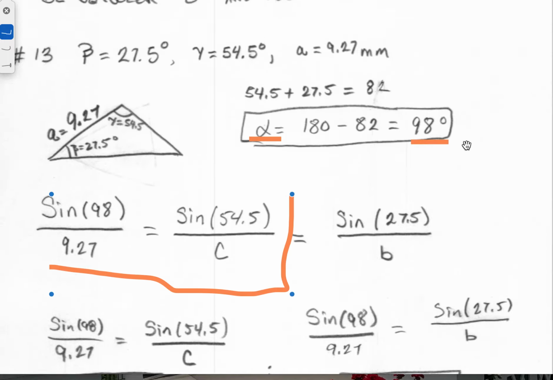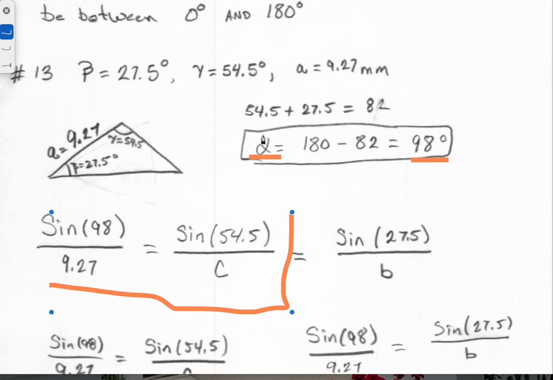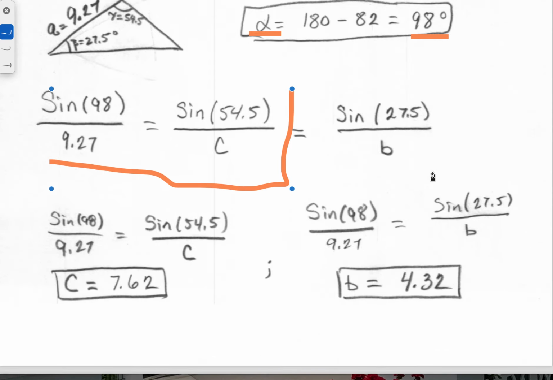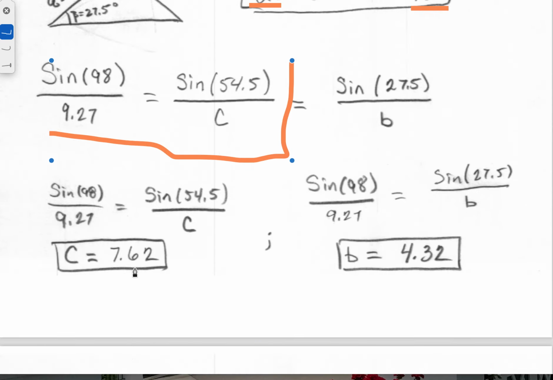So I've solved this triangle. I figured out that angle alpha is equal to 98 degrees. And I figured out that side C is 7.62 and side B is 4.32.